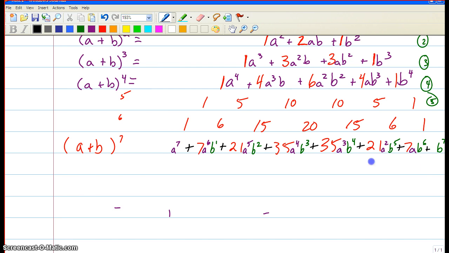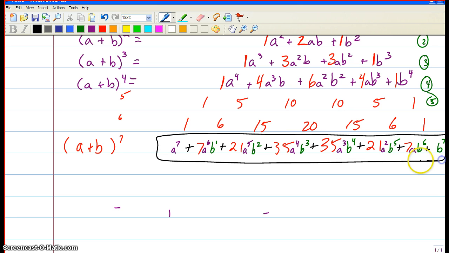Okay, and this, in a very colorful fashion, would be the expansion of a plus b to the 7th power. Wow, that's exciting, isn't it? That's cool. It's kind of mixed up in a very funky number sequence that we can use called Pascal's triangle.